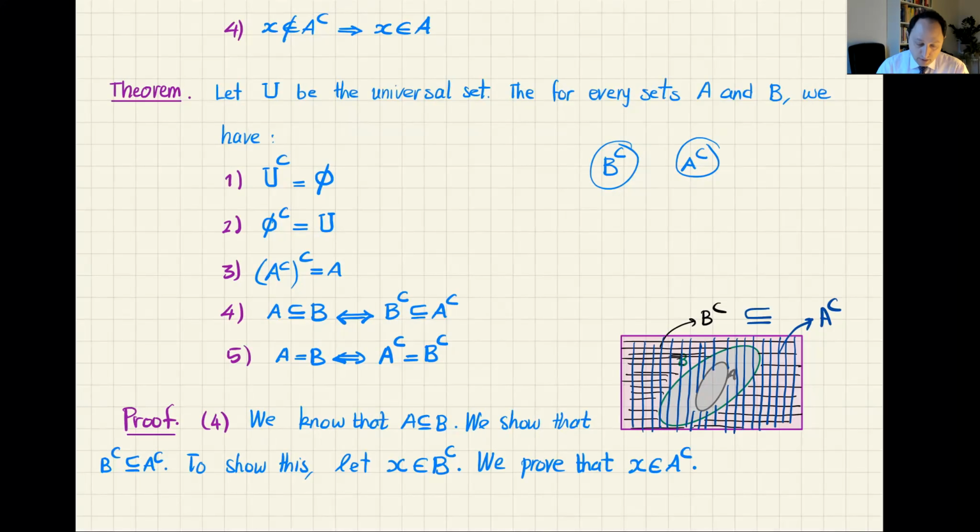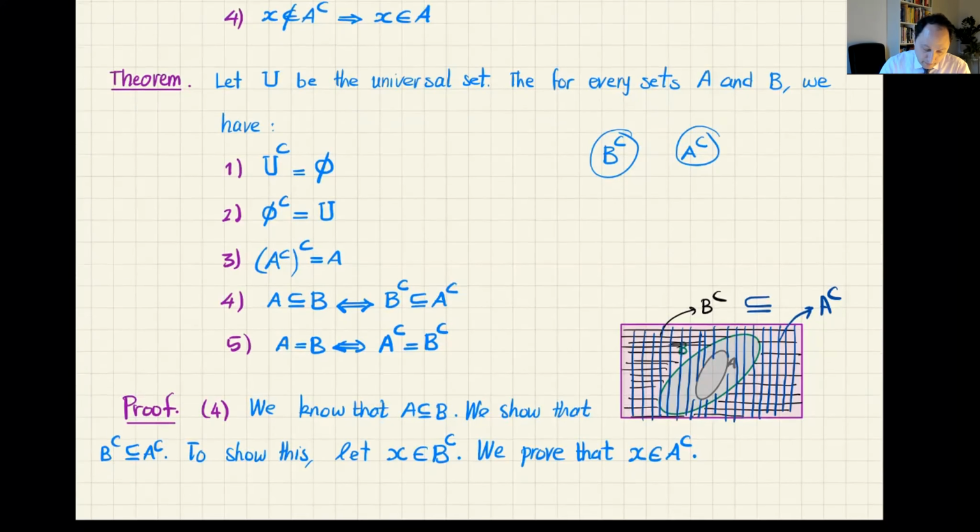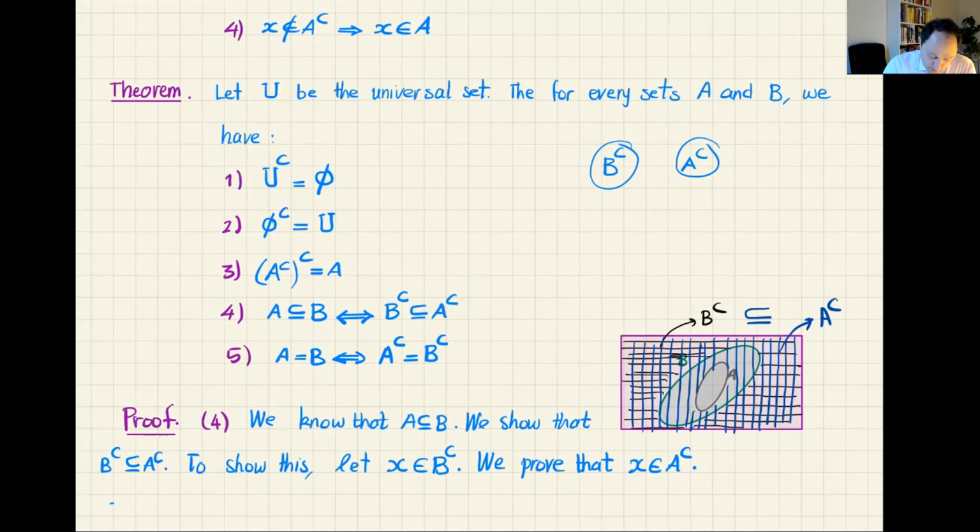So is the idea clear? I have this assumption. My goal is to show this fact. So it means that I need to show that any element in the left-hand side, like X, is also in the right-hand side. Okay. I know that X belongs to B complement. What can I conclude from here? I can say that X does not belong to B. Okay, but can you tell me what happens when X does not belong to B and A is a subset of B? What can I conclude about X and A?